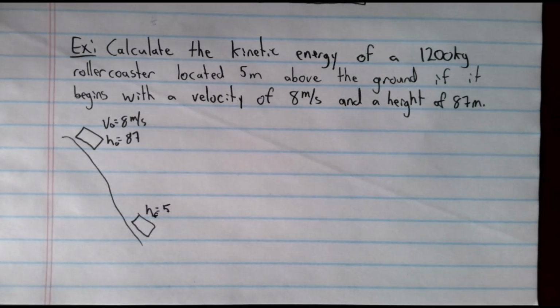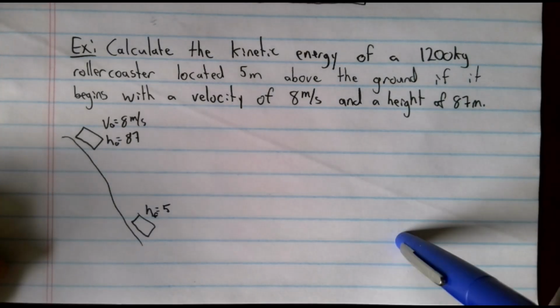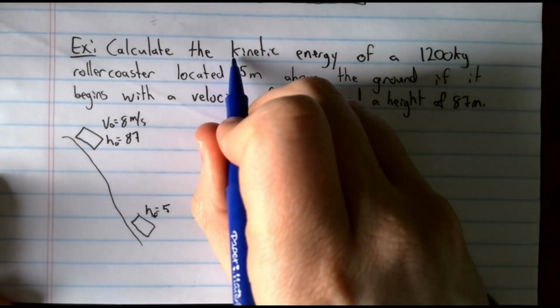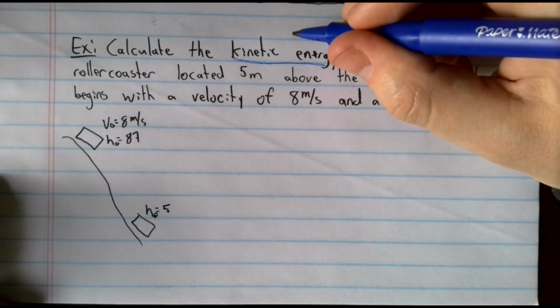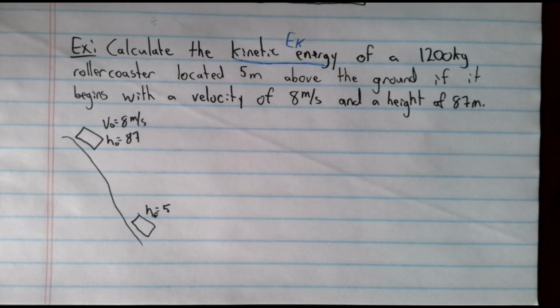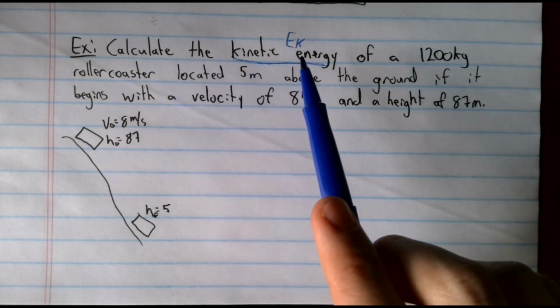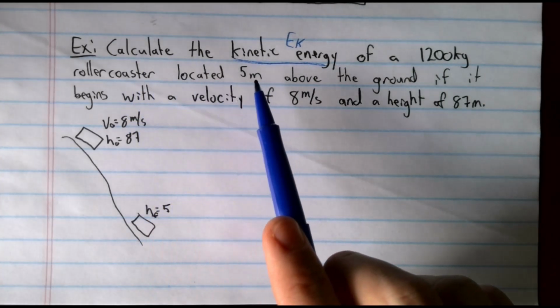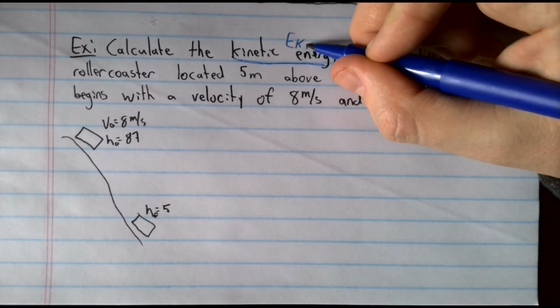The thing we're trying to calculate is not the final velocity. We want to calculate the kinetic energy. We're trying to calculate EKF, or EKO. We want the kinetic energy while it's located 5 meters above the ground, when it happens later on. So that's EKF.